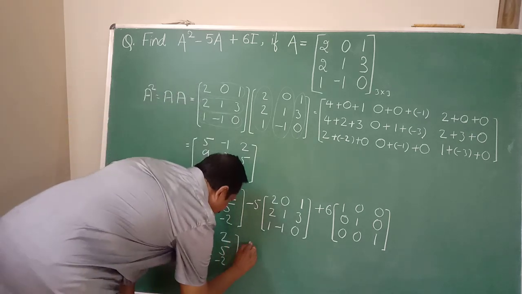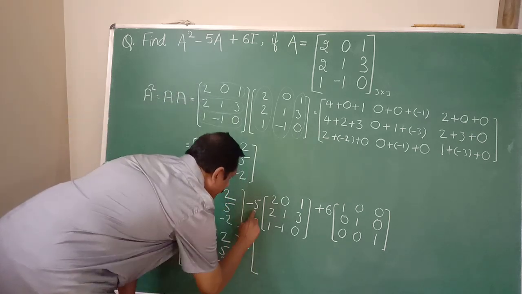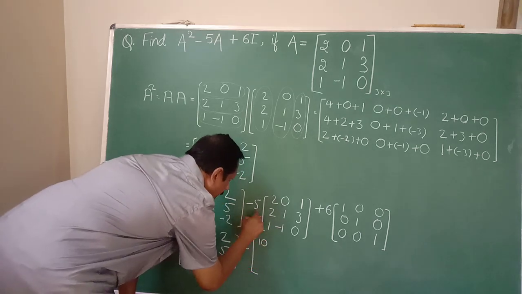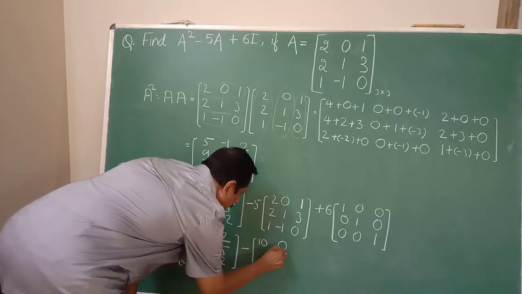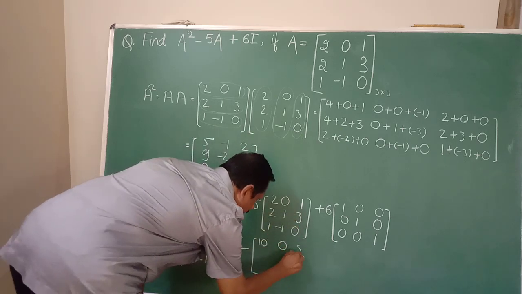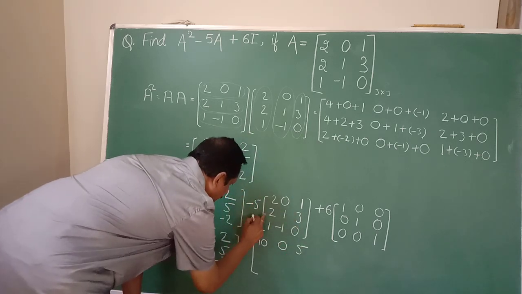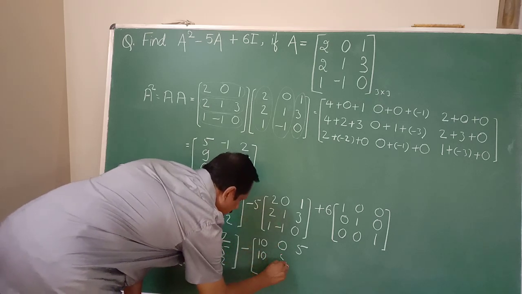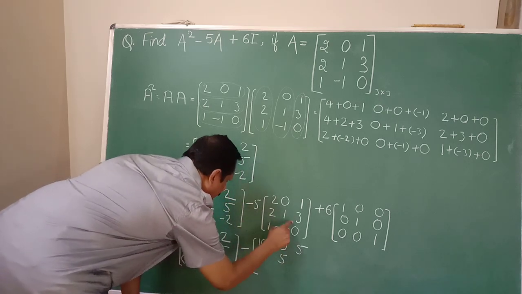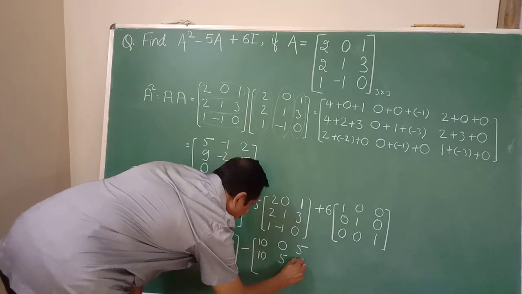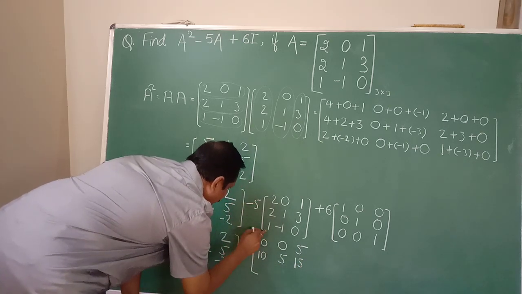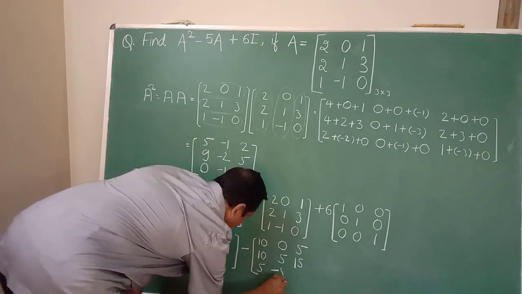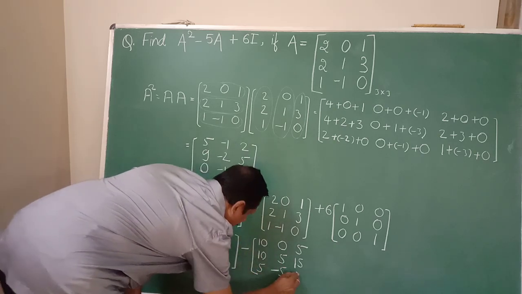Then minus of 5 2s are 10 here. So write here 10. 5 into 0 becomes 0. 5 1s are 5. So write here 5. 5 2s are 10. So this is a 10 here. 5 1s are 5. So write here 5. 5 3s are 15. So it is a 15 here. Then 5 1s are 5. 5 into minus 1 is minus 5 here. 5 into 0 becomes 0.